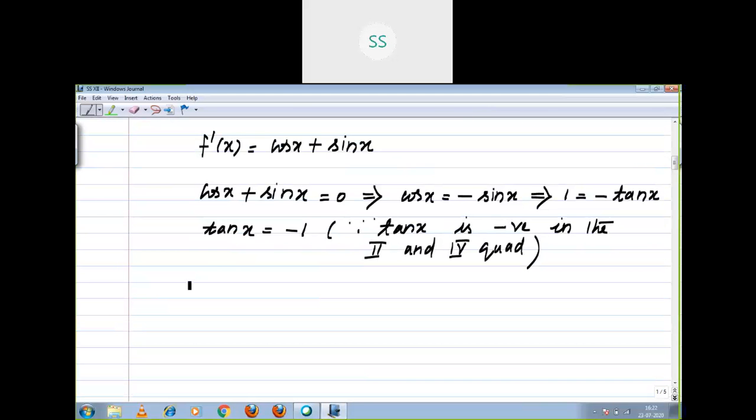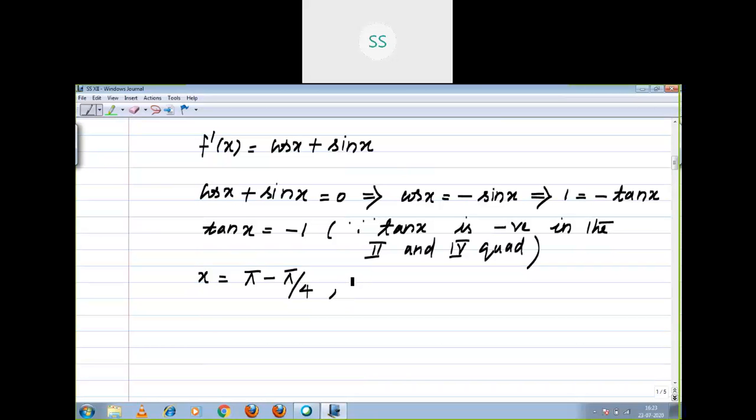x is equal to pi minus pi by 4, right? Second quadrant means what? 180 minus theta. Tan of 180 minus theta equal to minus tan theta. The same way, tan of 360 degree minus theta equal to minus tan theta.